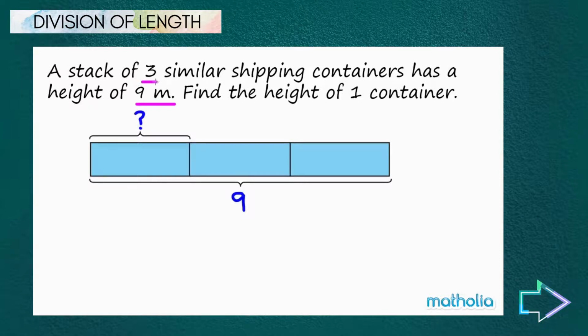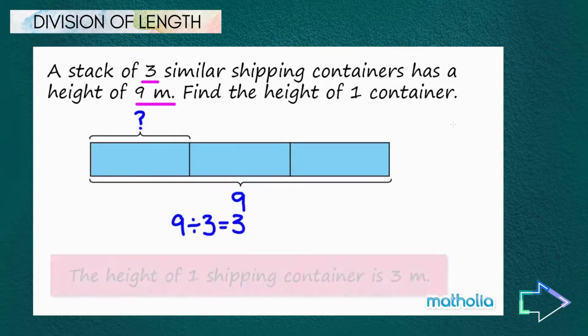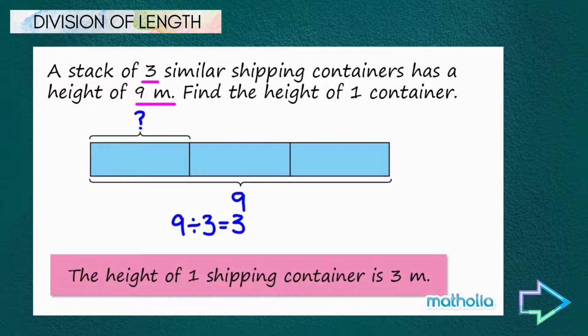There are 3 containers in the stack, so to find the height of one container, we must divide the total height by 3. 9 divided by 3 equals 3. So the height of one shipping container is 3 meters.